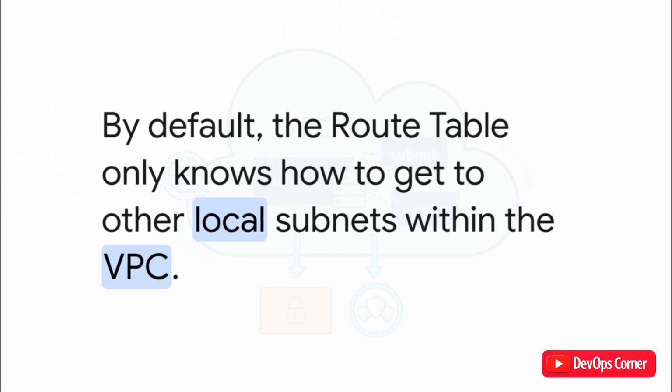But here's the catch. By default, this GPS only knows about local roads. It has the map to get from, say, our public subnet to our private one, and back again. That's super important, right? It means our web server and our database can chat. But that's it. The GPS has no idea how to get to the wider internet. It's a completely closed-off system.